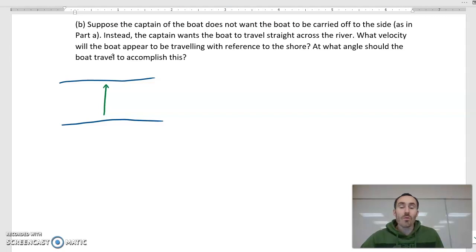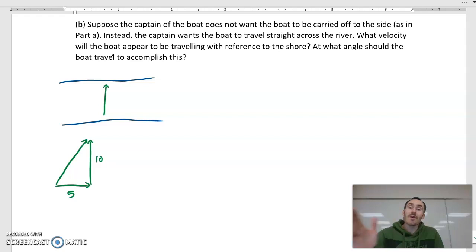Okay, so we want our north-south vector plus our east-west vector to add up to this thing. That makes it a little bit more complicated because our original was, let's use this thing. This was our 5 meters per second, this was our 10 meters per second, and this was our resultant. Because of the velocity of the river, 5 meters per second, it was being carried off to the side instead of just going 10 meters per second straight north.